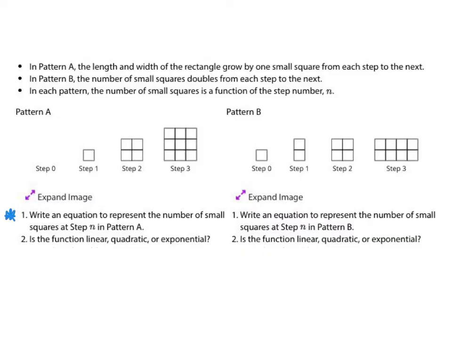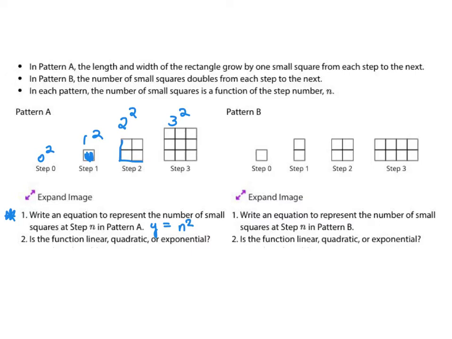So I'm working in pattern A. Looks like here, step 1 I have 1 square. Step 2 I have 2 by 2, which is 2 squared. Step 3, 3 by 3, which is 3 squared. So here I believe my equation is going to be y equals n squared.